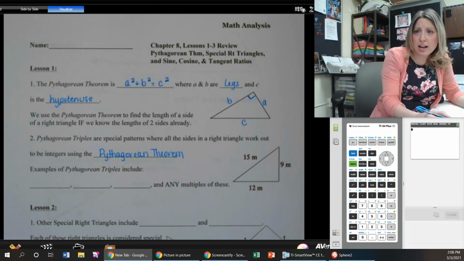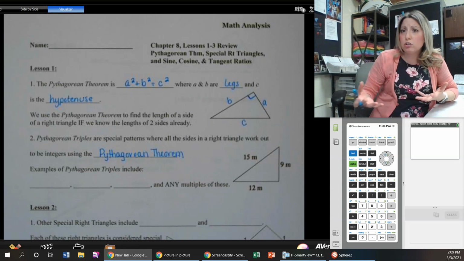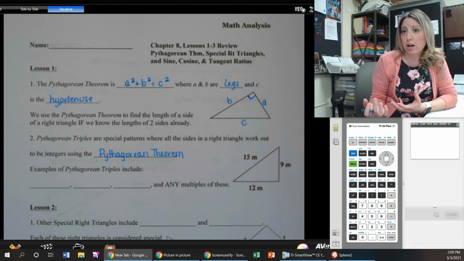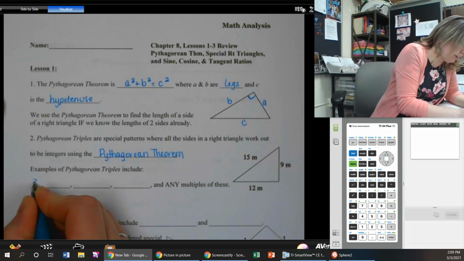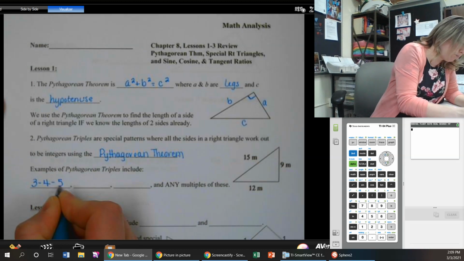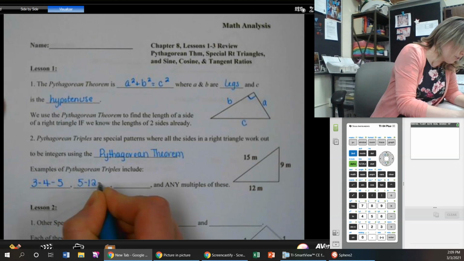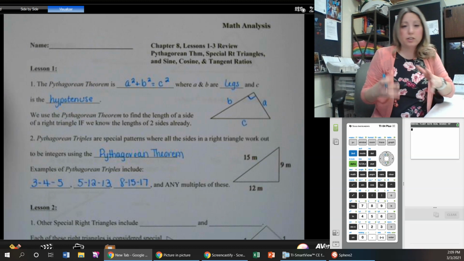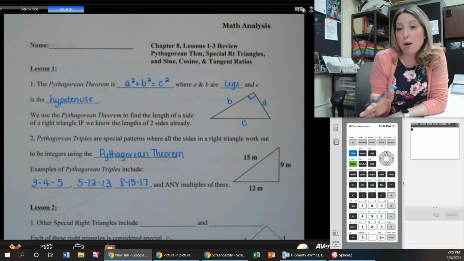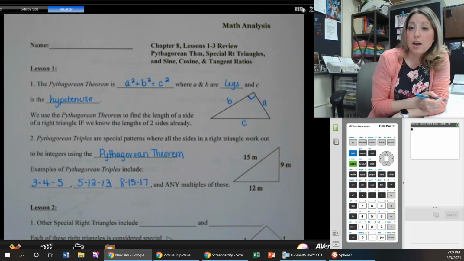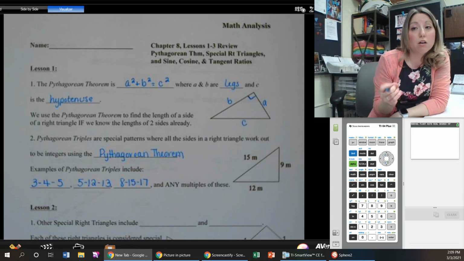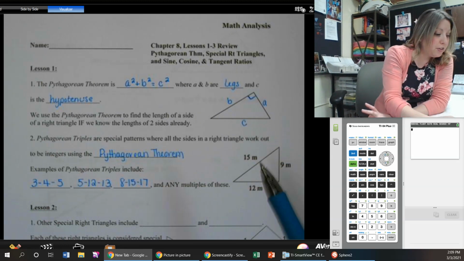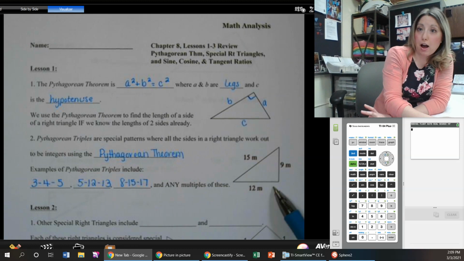Examples of Pythagorean triples. I did tell you that it would be really good for you to memorize these. The first three really are the ones: 3, 4, 5; 5, 12, 13; and 8, 15, 17. If you're going to memorize these, those are the ones to pick. Any multiples of those are also special right triangles called Pythagorean triples. So, for example, this is actually a 3, 4, 5.